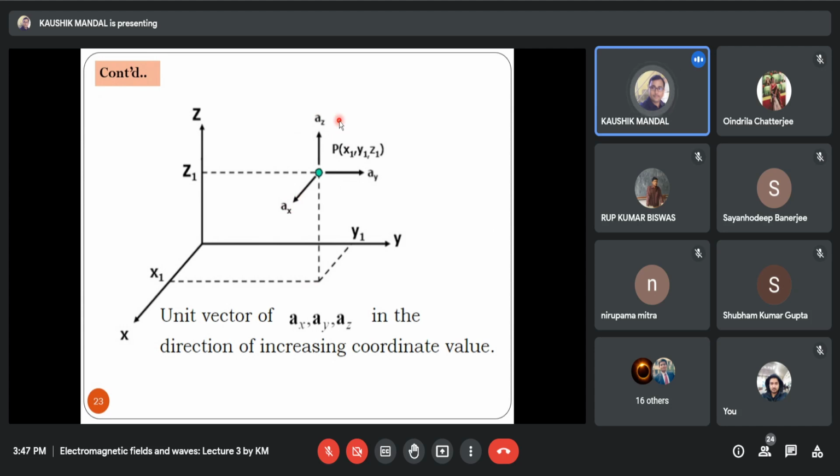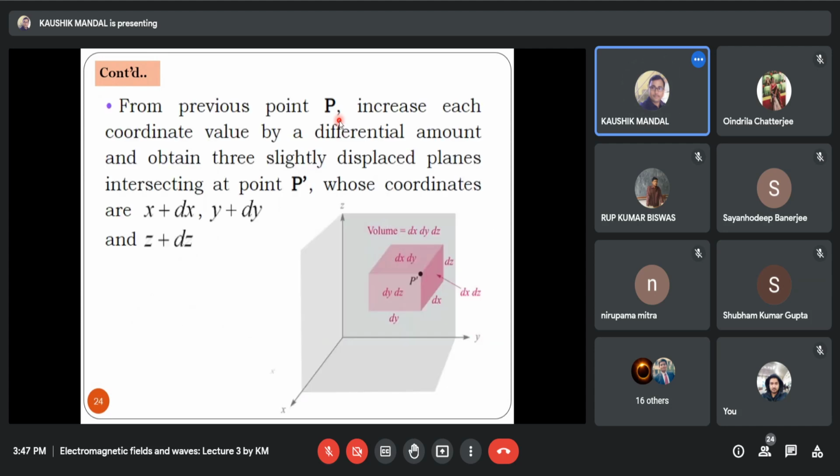So it is very easy to determine the direction of the unit vector at a particular point in the Cartesian coordinate system. So at a particular point P, when we increase the coordinate value in a particular direction, we get the unit vector.